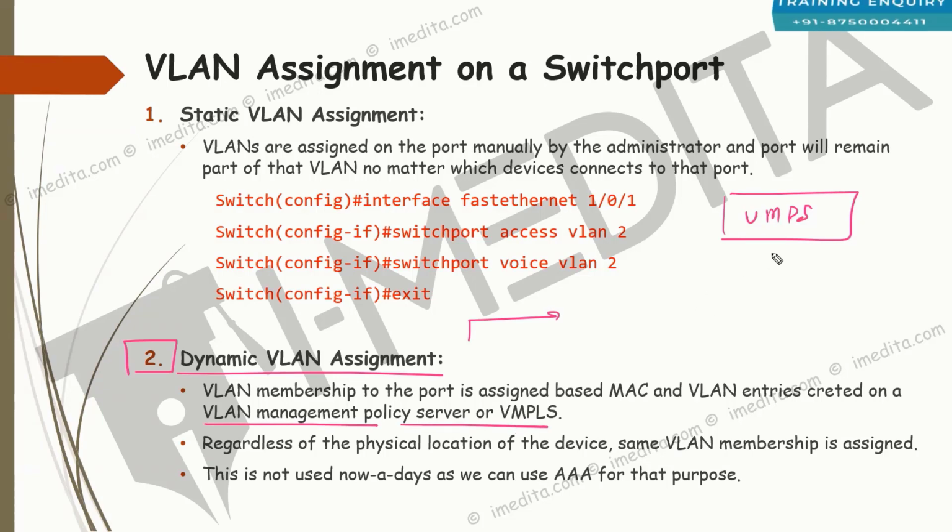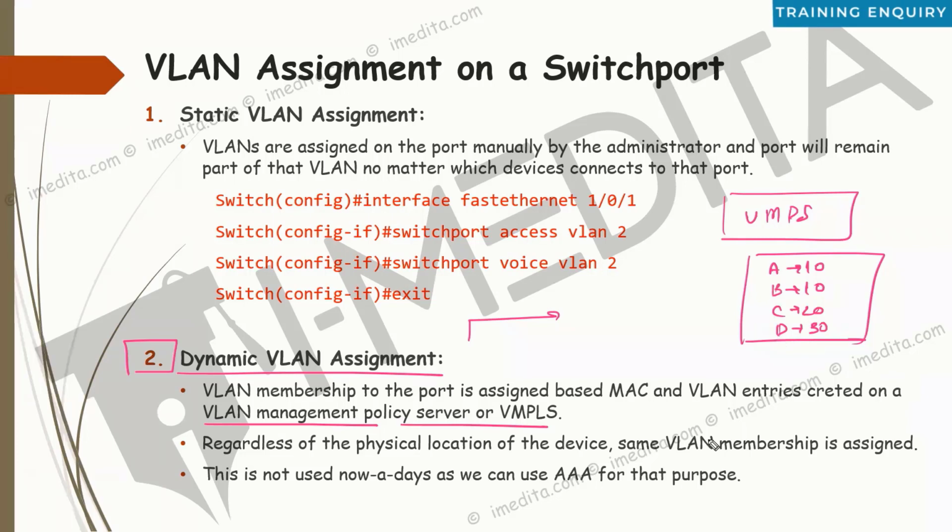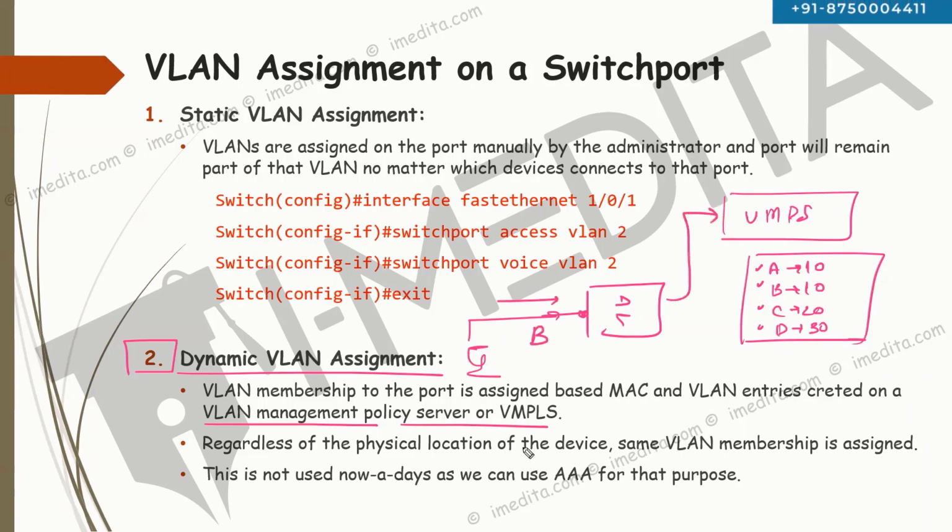In this VLAN Management Policy Server, we are going to create a database of the MAC addresses and their associated VLAN membership. Now, when the user connects onto the switch, it will present its MAC address. The switch is going to ask the VMPS server which VLAN MAC address B belongs to. The VMPS server is going to tell the switch that B belongs to VLAN 10. So this port is dynamically going to be configured in VLAN 10.